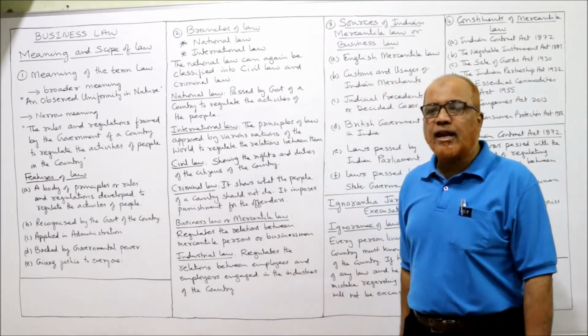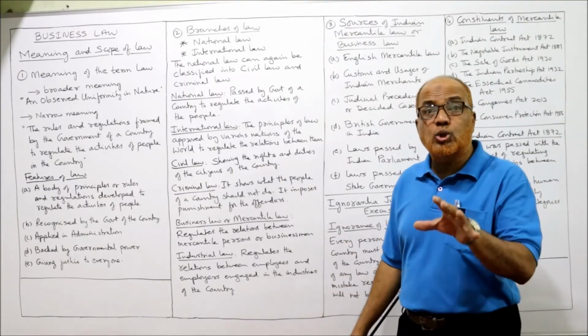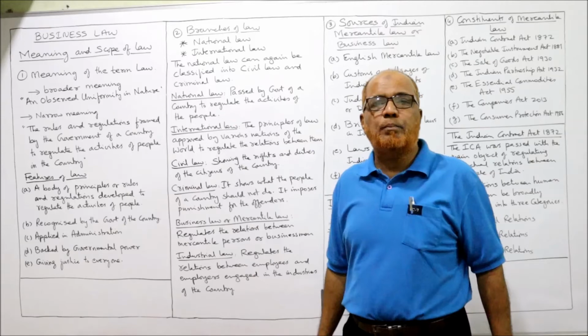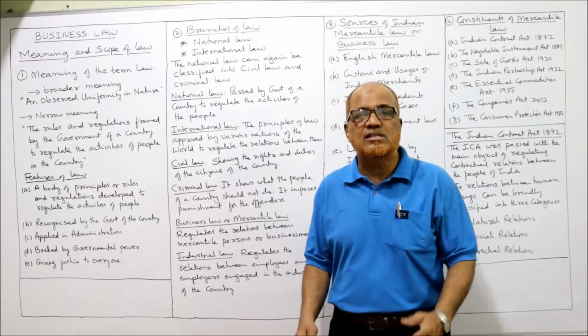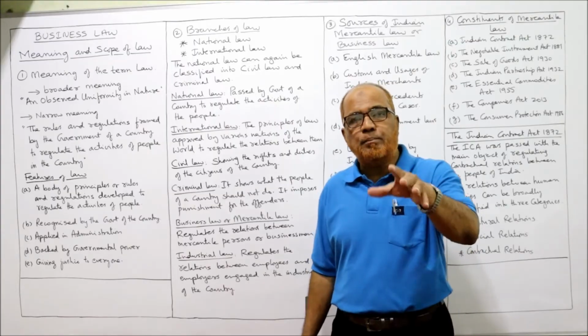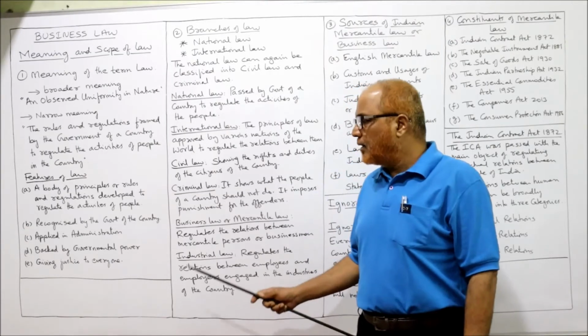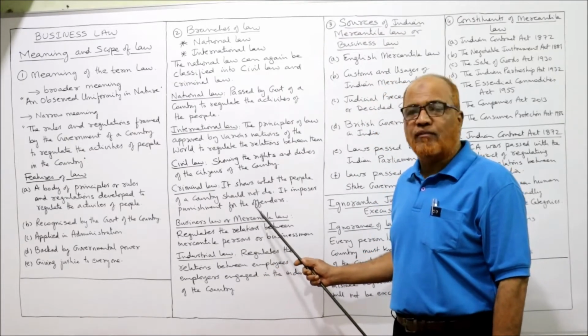Then criminal law. It is a law that shows what the people of the country should not do. So the law explains to the people that they should not do these activities, these are criminal. If a person performs that criminal activity, he will be prosecuted, and then he will be punished by law as an offender.